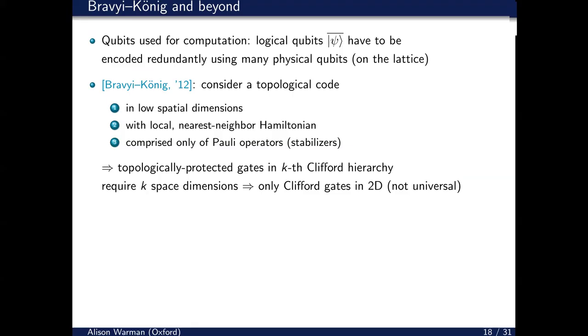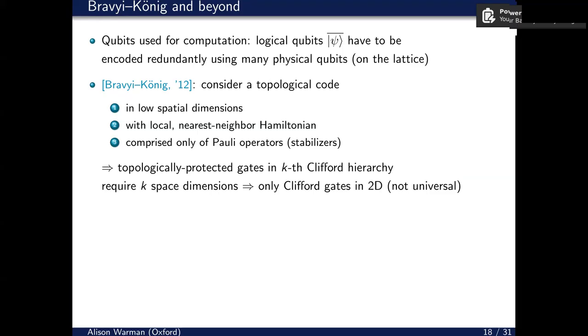I also want to comment that in these topological codes, one usually has a large number of physical qubits on the lattice, whereas the states that are used for the actual computation are called logical qubits, denoted with a bar, and correspond to states that differ by global topological degrees of freedom. So Bravyi and König showed that the logical operations on the logical qubits using Pauli operators are constrained to level K of the Clifford hierarchy in K space dimensions. So in 2D, only Clifford gates, which are not universal.